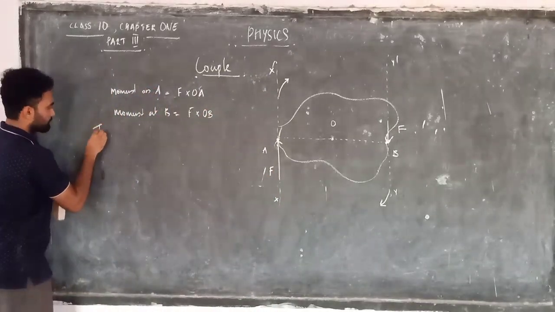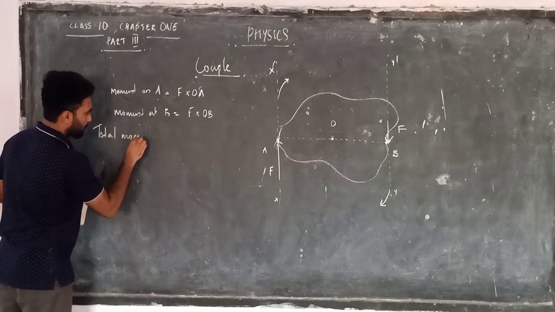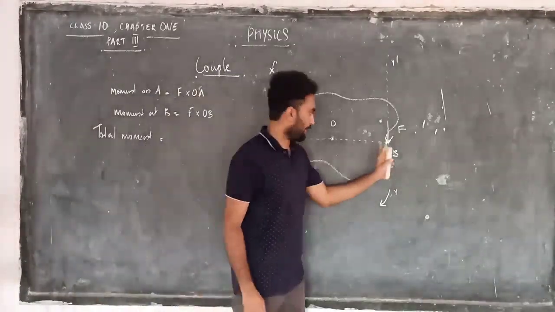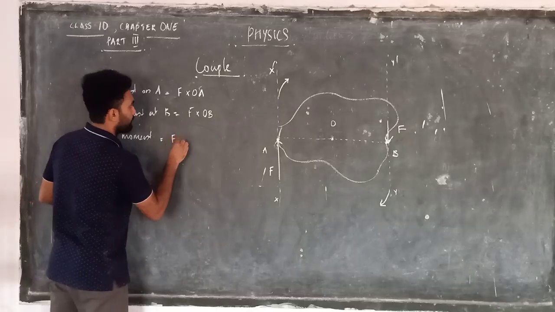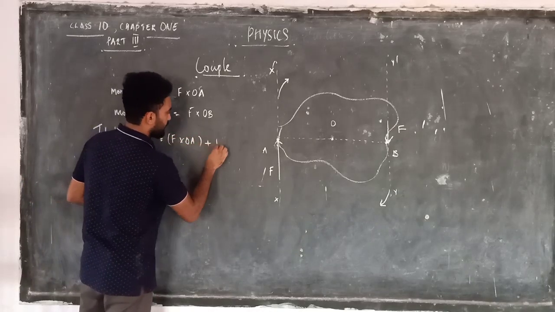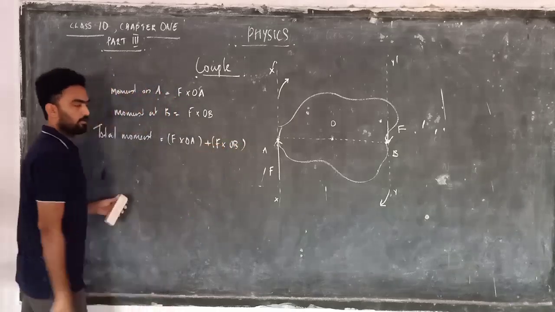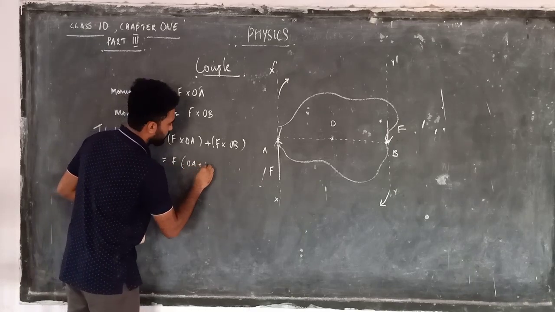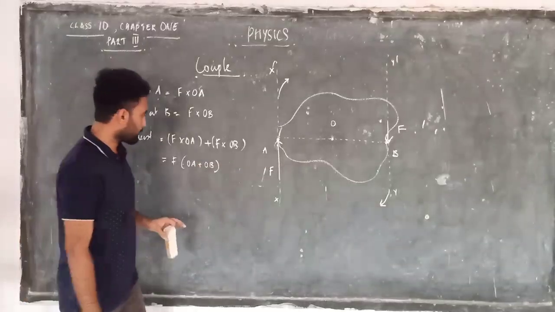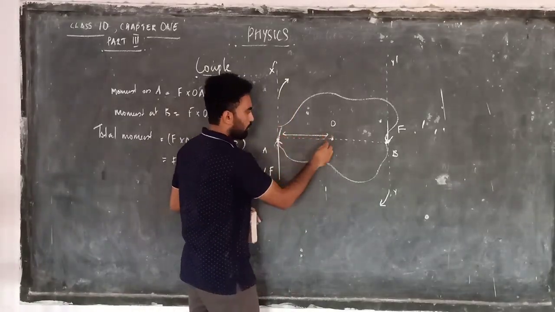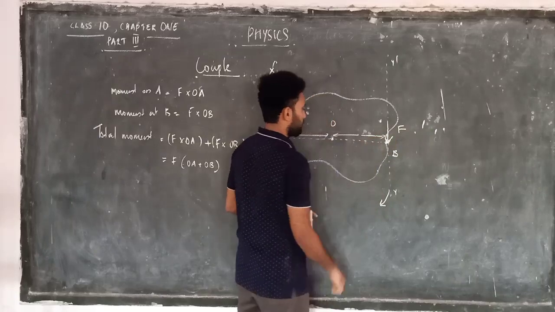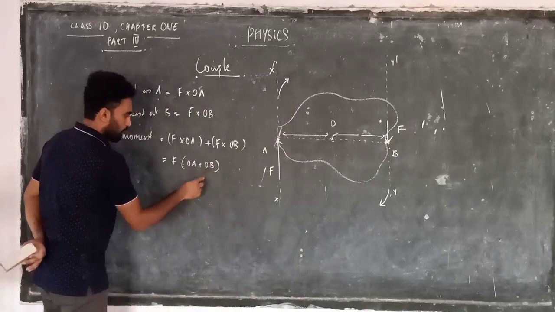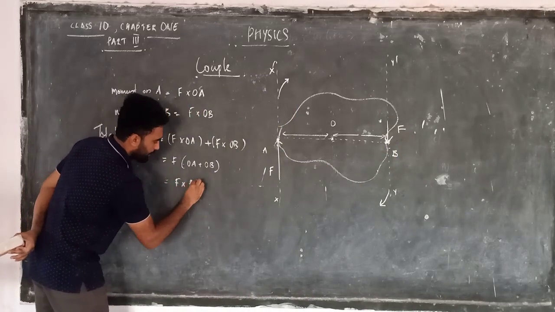Clear? So the total moment taking place on the rigid body will be equal to the sum of the moments at the points A and B, that is F into OA plus F into OB. Clear? So from here we can rewrite it as F into (OA plus OB). Then what is this OA plus OB? The distance from A to O and also from B to O. So that is AO plus OB, that is AB. So instead of OA plus OB, we can write F into AB.